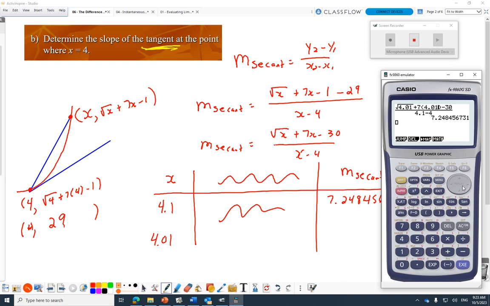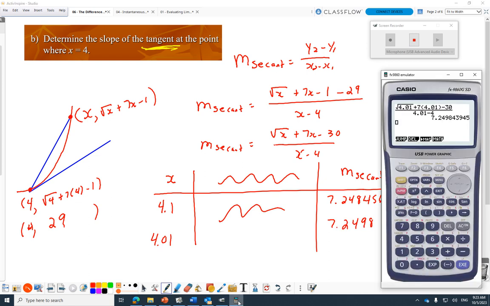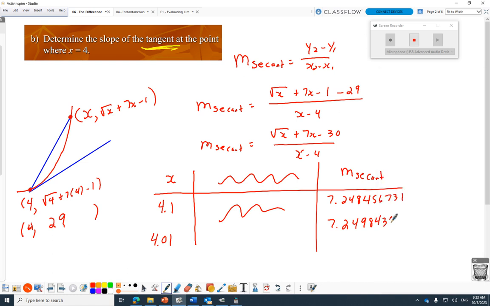Down, over, 0.01, 7.2498, 43945. Is it enough? Are you satisfied that the answer is 7.25? Does the limit as x approaches 4 equal 7.25? Maybe you're not satisfied. Maybe you're like, it's pretty good. We'll go one more time just to be sure, but now life is easy.